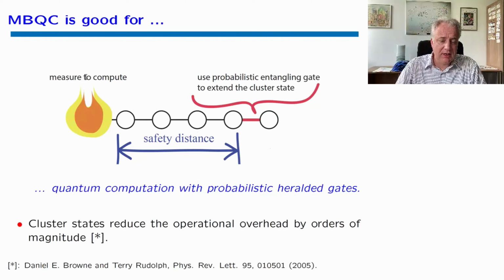Okay, a natural scenario where probabilistic heralded entangling gates come up is the KLM scheme of linear optics quantum computation, which we'll discuss later in this class. And the cluster state model helps you to drastically reduce the overhead of that scheme, the computational cost of that scheme.